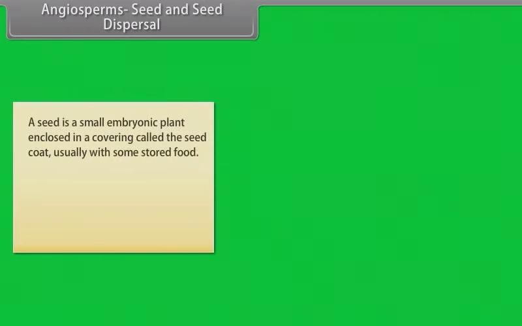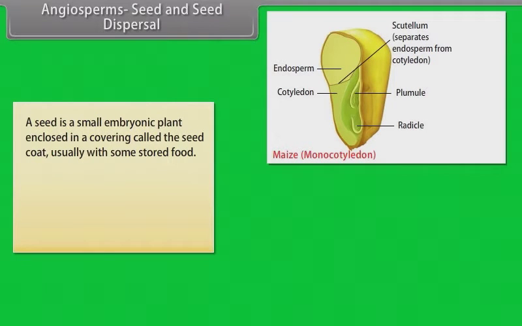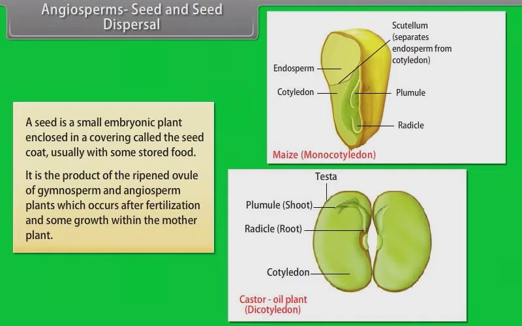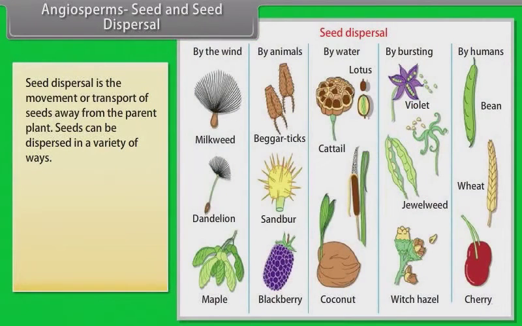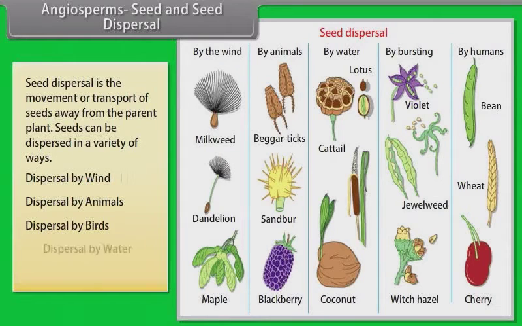Angiosperms, seed and seed dispersal. A seed is a small embryonic plant enclosed in a covering called seed coat, usually with some stored food. It is the product of the ripened ovule of gymnosperm and angiosperm plants, which occurs after fertilization, and some growth within the mother plant. Seed dispersal is the movement or transport of seeds away from the parent plant. Seeds can be dispersed in a variety of ways: dispersal by wind, by animals, by birds, by water, and by man.